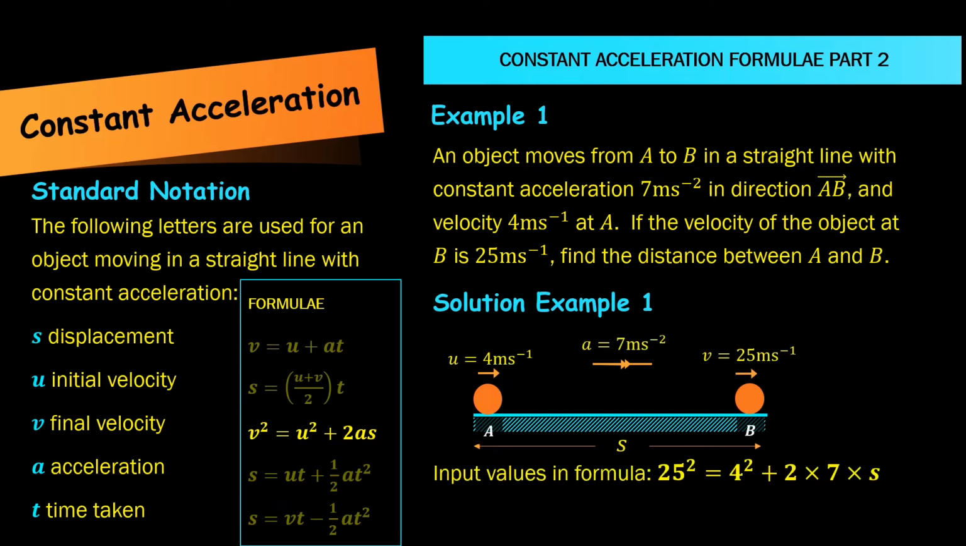Let's plug in the values. V equals 25 goes here, U equals 4 goes here, 2 is part of the formula, acceleration A equals 7, and S is what we're looking for. So we can tidy up as shown and solve for S to give S equals 43.5 meters per second.